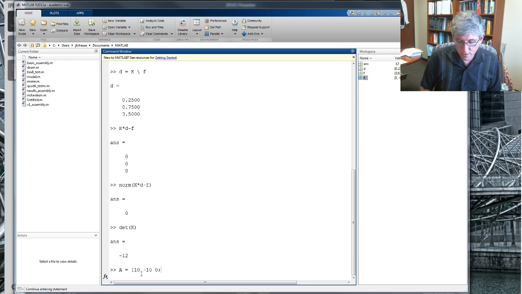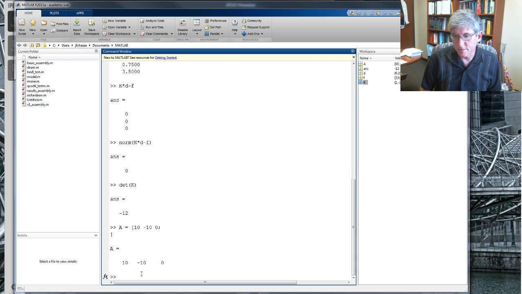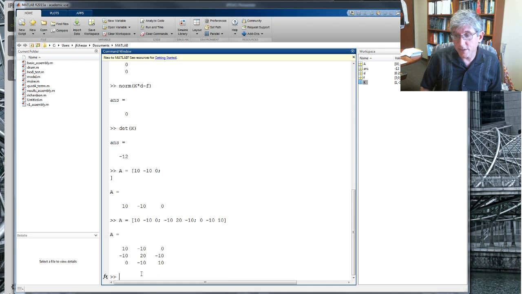I screwed this up. Hold on a second. Let's redefine A. A is equal to 10, minus 10, 0. That's the first row. Second row is minus 10, 20, minus 10. And then the third row will be 0, minus 10, 10. So this is a singular matrix.